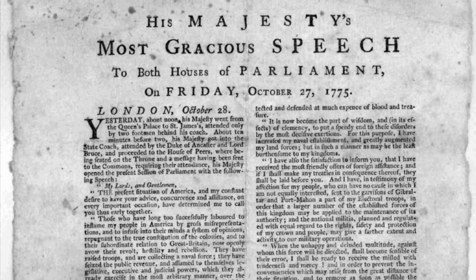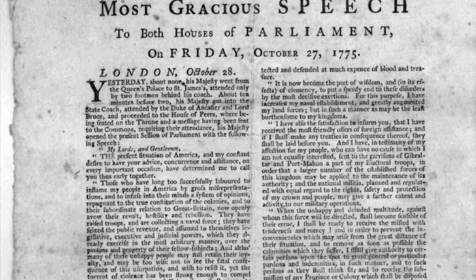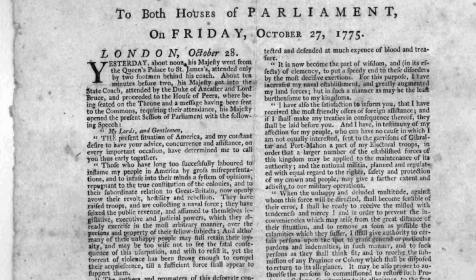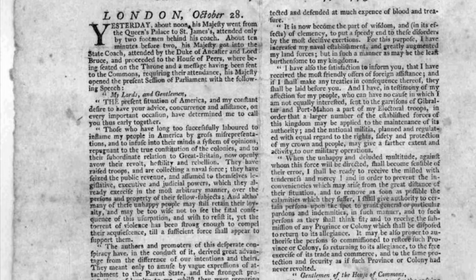After the first shot heard around the world, King George III spoke to the Parliament saying that the American colonies are in a state of rebellion. The war for independence officially started.